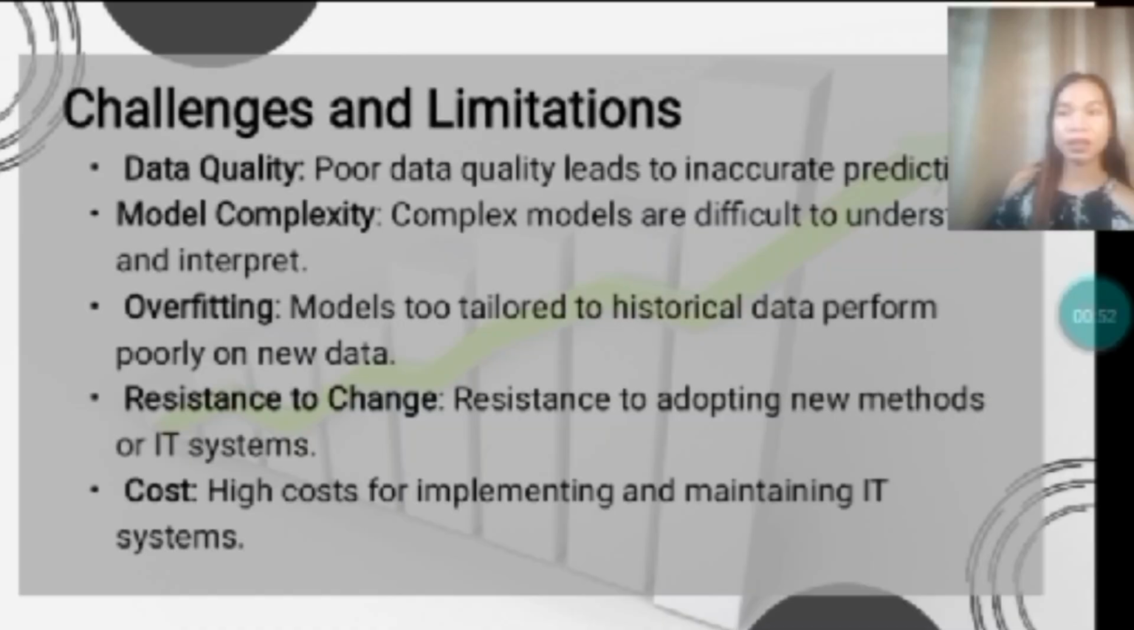Next, resistance to change. Resistance to adopting new methods or IT systems. People might not want to switch to new ways of doing things even if they are better. So last, cost. High cost for implementing and maintaining IT systems. Setting up and running IT systems for forecasting can be expensive, including software, hardware, and training.